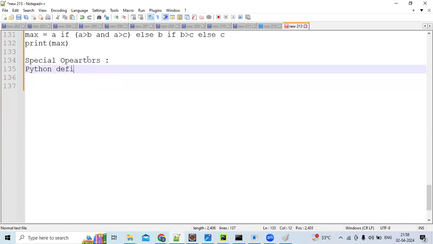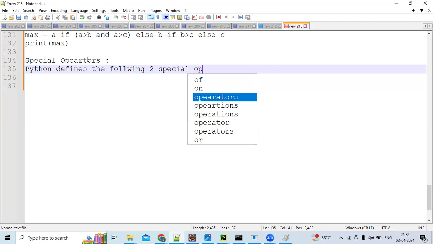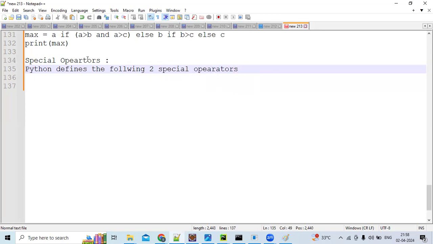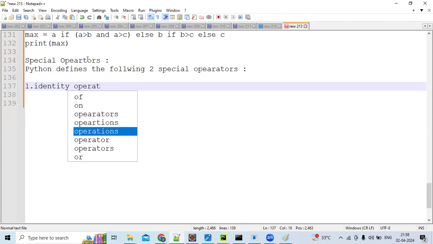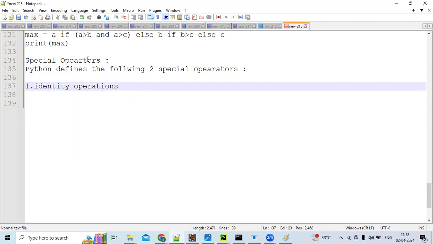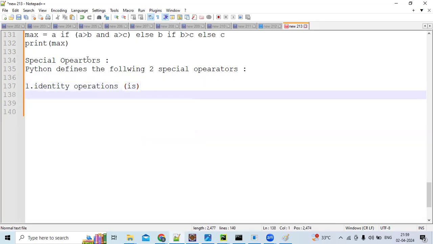Python defines the following two special operators. What are they, guys? See, identity operator and membership operator. By the way, I told what is identity operation. Is, something like ID of A, ID of B. And membership operator, in.